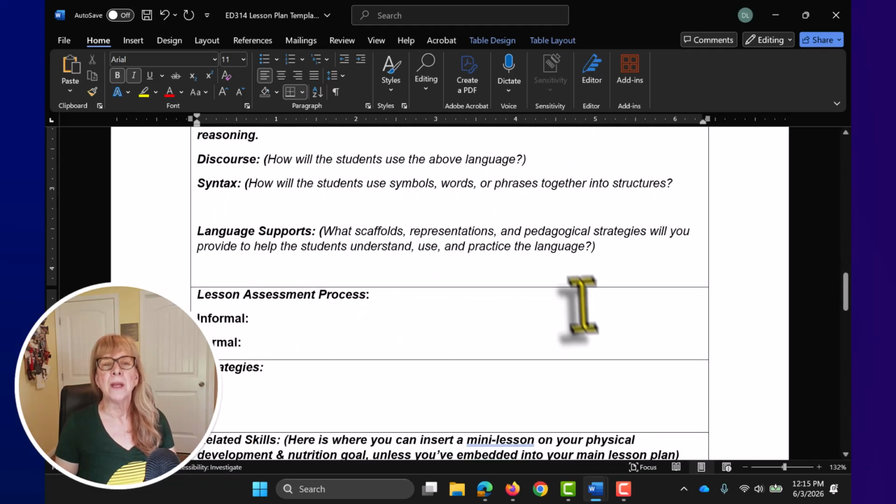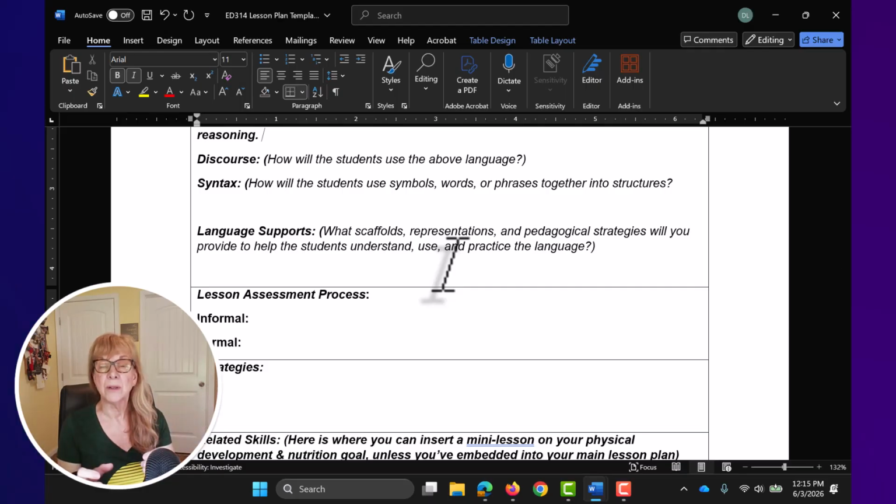The last part is how are you going to support their language development? Maybe during your lesson, you're going to be creating an anchor chart with new vocabulary, or an anchor chart that models how to do a problem. Then you could talk about that, right? So I'm going to provide anchor charts that students can refer to when they're doing their work.